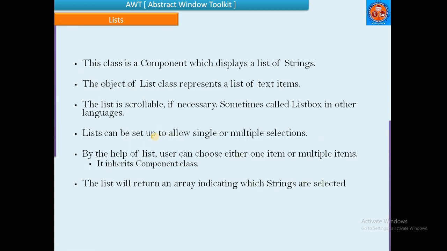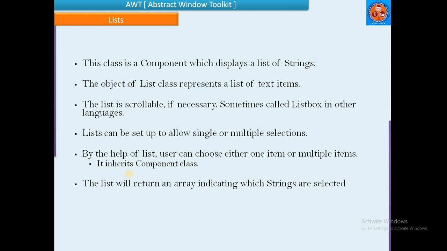List. In general, list is a collection of elements or a list of strings. Object of this list, a list of text items. It will allow us to select multiple items. List can be set up to allow single or multiple selections. It inherits component class. The list will return an array indicating which strings are selected.